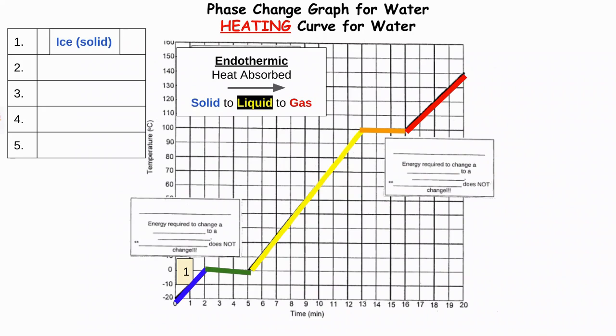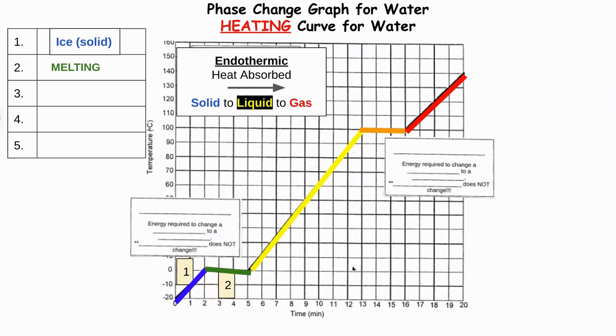You'll notice next, from the 2-minute mark to the 5-minute mark, the temperature doesn't change. That's where it's green. Feel free to shade in that part of the line green. That's number 2. In our chart, number 2 is where the ice is melting. Notice, as the ice is melting, the temperature doesn't change.